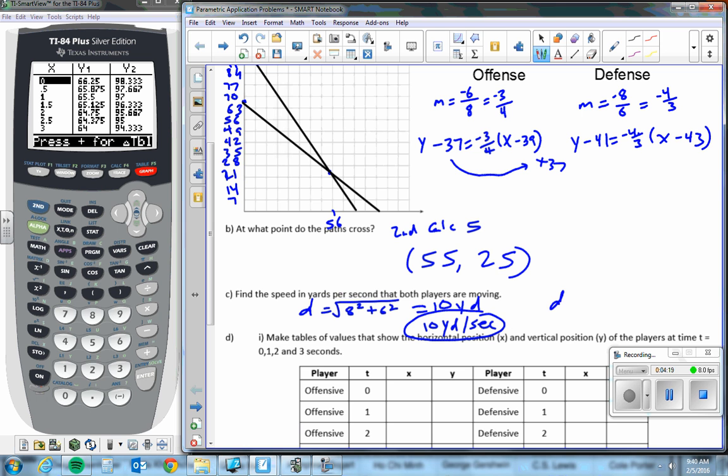When you do the defensive player, the funny thing is you get the same numbers. It was 6 and 8. So oddly enough, they're going the exact same speed, which I think is probably unlikely. But it could happen.